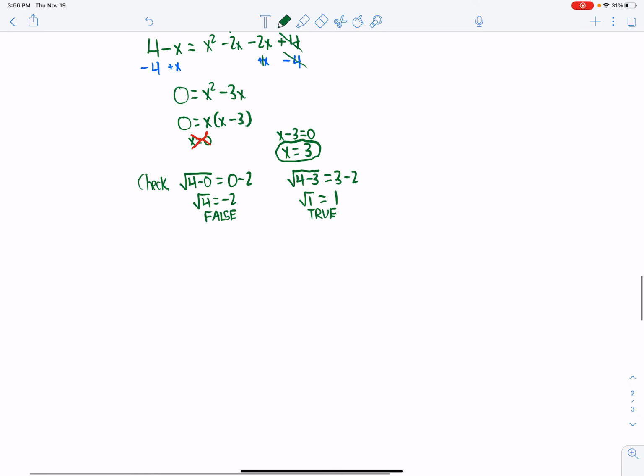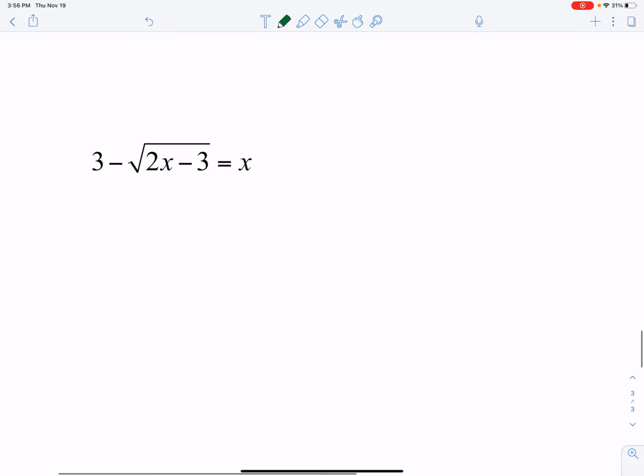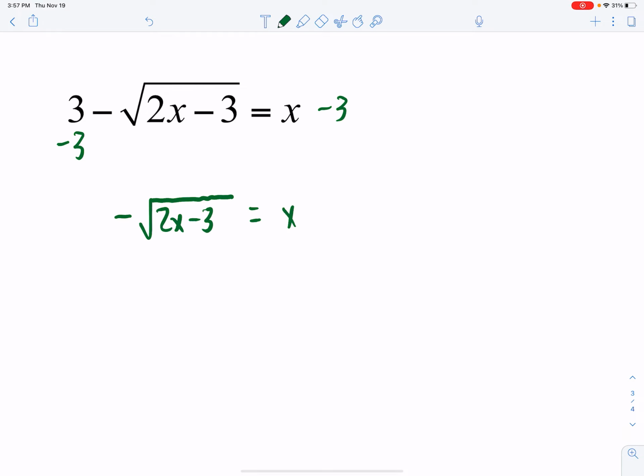So let's put a lot of these steps together and take a look at one more example here. Here we have 3 minus the square root of 2x minus 3 equals x. All right, so the first thing we need to try to do before we square both sides is get the square root by itself. Here, to do that, our first step is to get rid of that 3 by subtracting 3 from both sides, leaving us with negative square root of 2x minus 3 equals x minus 3.